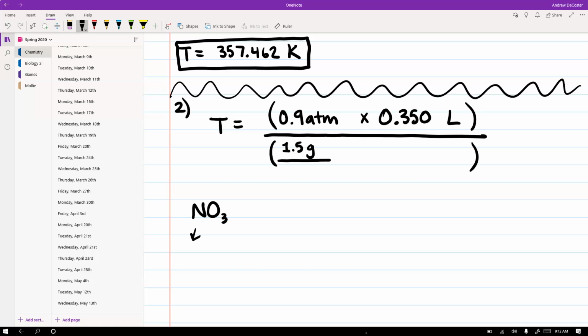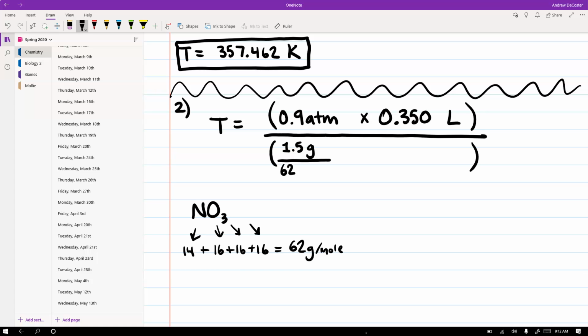So nitrogen weighs how much? Look it up on the periodic table. Nitrogen weighs 14. Oxygen weighs 16, but don't forget there's 3 of them, so we have to add up all the different oxygens. 14 plus 16 plus 16 plus 16 equals what? I got 62, right? So the answer is 62 grams per mole. That's the weight from the periodic table.